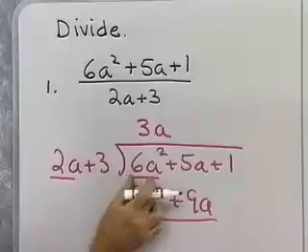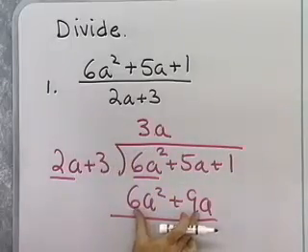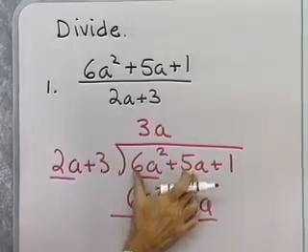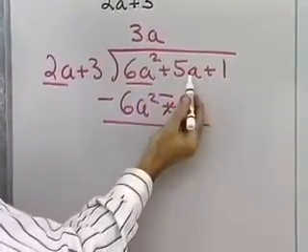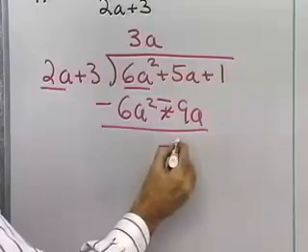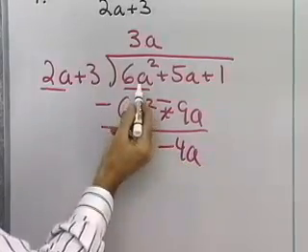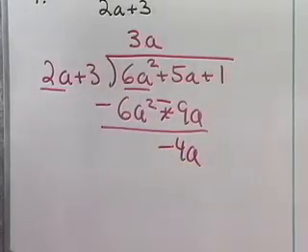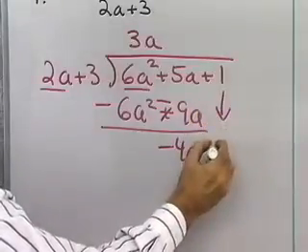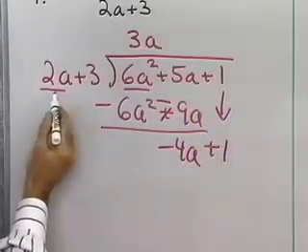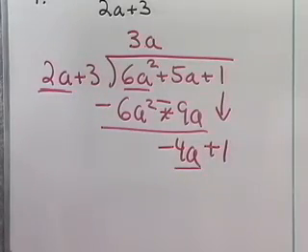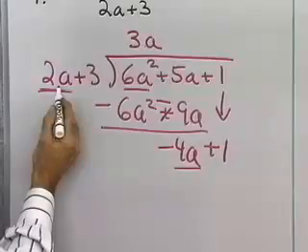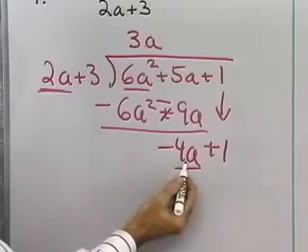So first I did an estimate, then I multiplied. Now I'm going to subtract this polynomial from this one. I subtract by changing the signs and adding. 5a plus negative 9a is minus 4a. 6a squared plus negative 6a squared is 0. I bring down my next term. And I ask myself, how many times does 2a divide into negative 4a? So I want to know what number I multiply 2a by to get negative 4a.